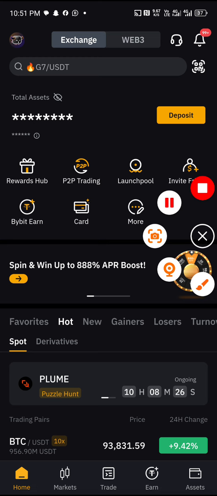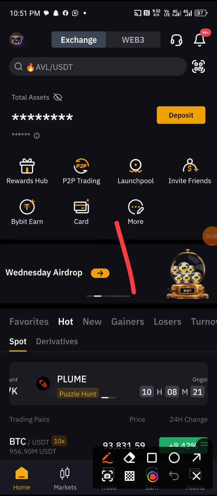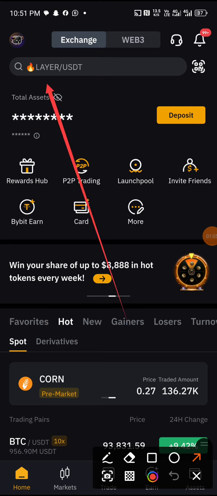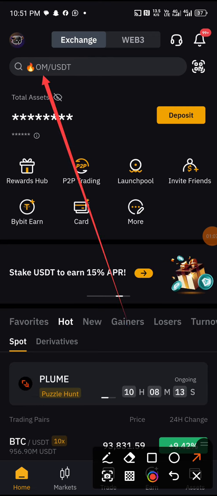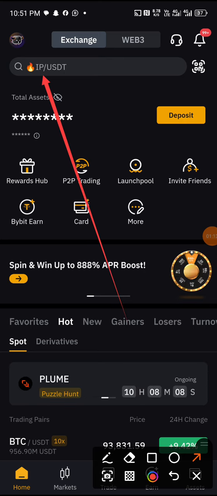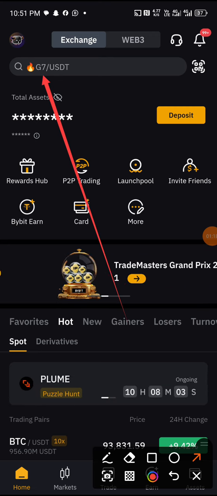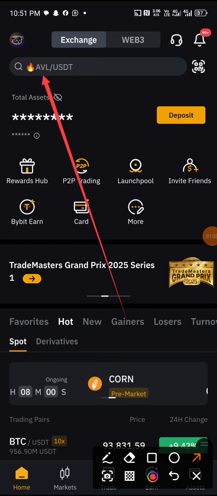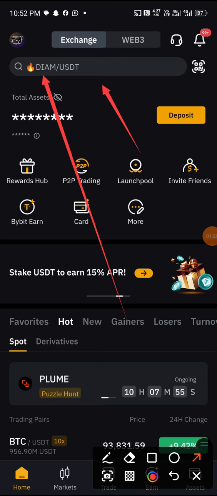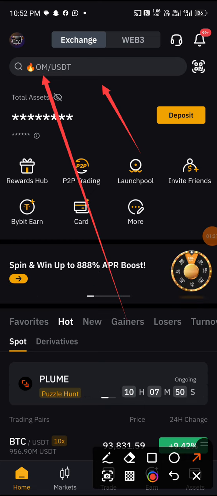Okay, so if you just take your head up, look at this search bar button here. You see Bybit making a lot of adverts there. So what do you just need to do? Those adverts are high opportunities on Bybit, because Bybit is advertising every particular coin, and for each coin that Bybit is advertising, thousands of people are investing in it.